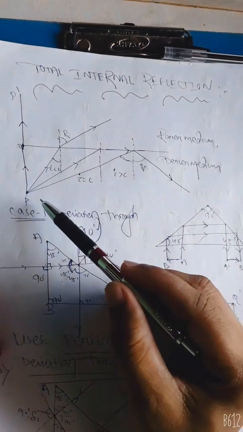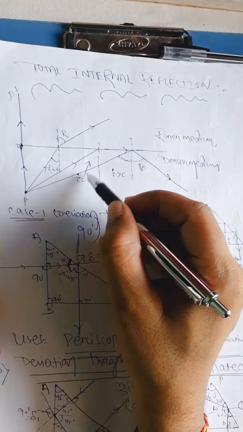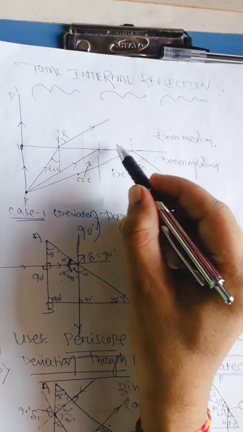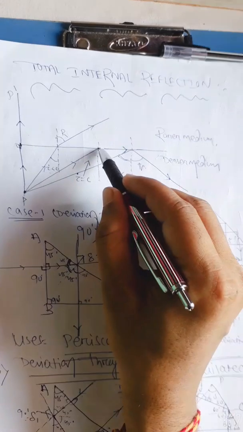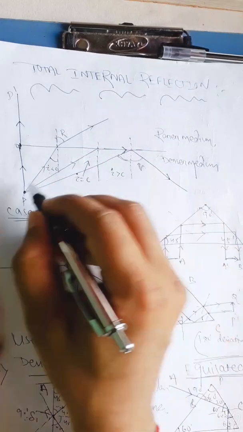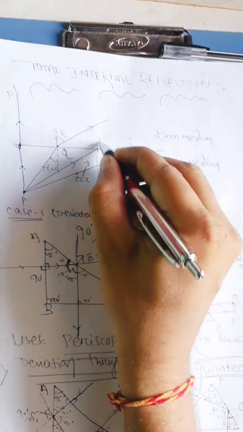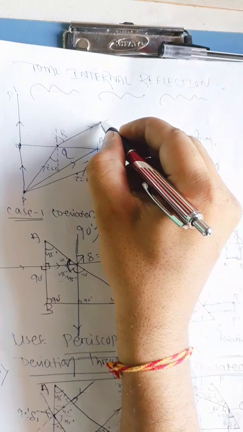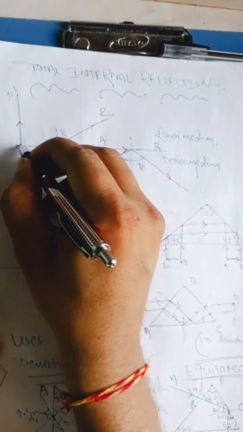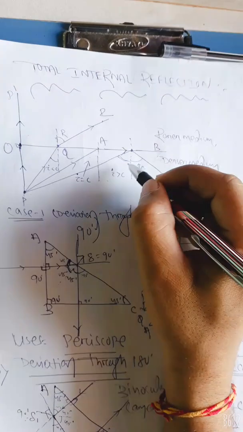Now the next case, the third case: when the angle of incidence is equal to the critical angle, you find the refracted ray is moving along the line of separation of the two media. This is P, this point is Q, point A, this point is B, this point is R, and suppose O is there. This is taken as point C.